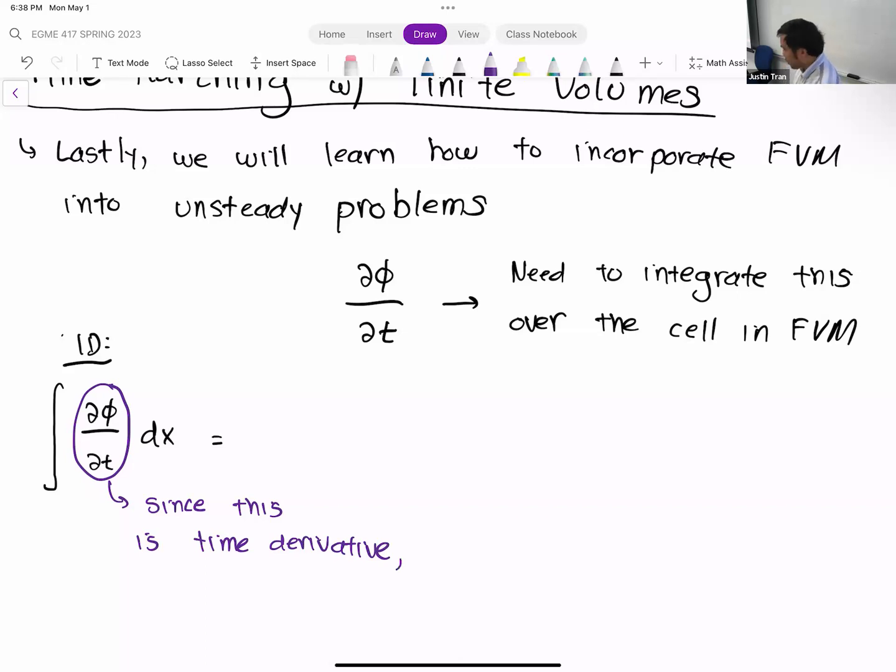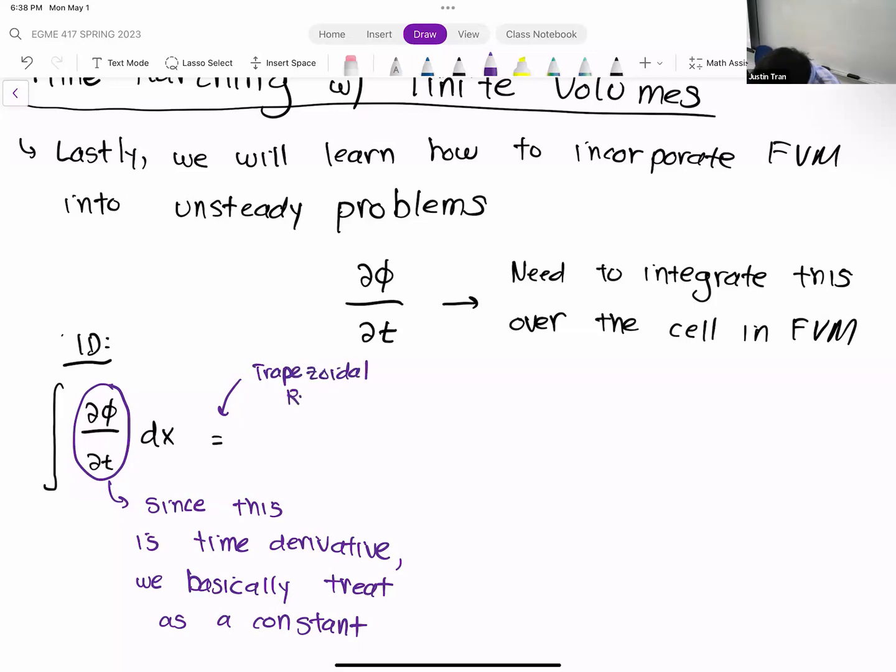For all intents and purposes, when we integrate over space, we basically treat this as a constant. So the way we perform the integral is that we treat it just like the source term and apply the trapezoidal rule. What we get in the end is partial phi partial t evaluated at the centroid of the cell, times delta x.